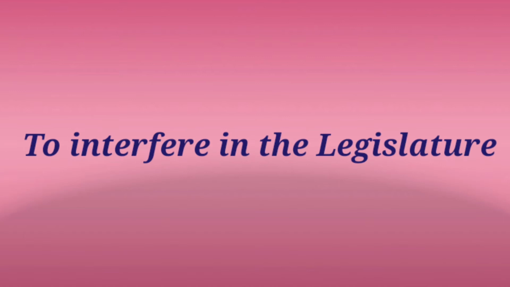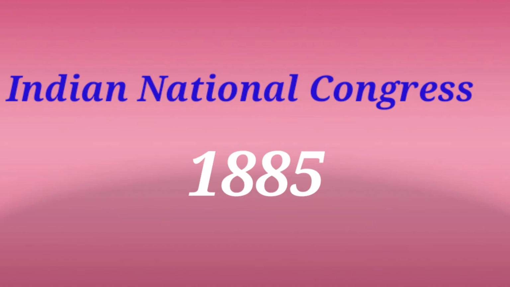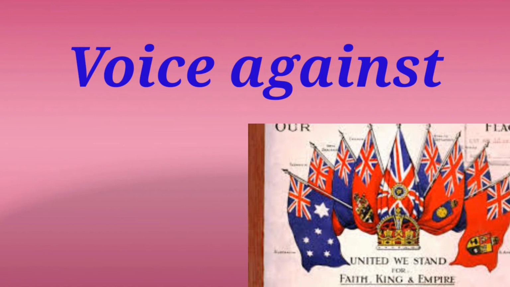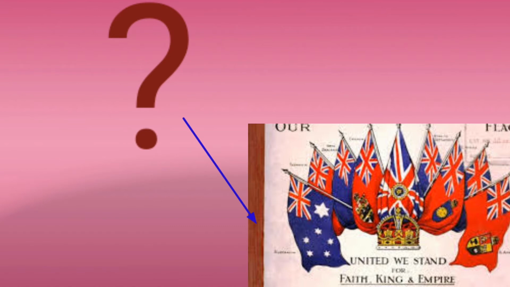In order to get complete freedom, Indian leaders decided to interfere in the legislature. For that, they demanded to be elected to the legislature. As a result, the Indian National Congress, a political party, was started in the year 1885, and slowly we started to enter the legislature in order to voice against the injustice of the British. We were able to raise our questions and give our opinion even on the budgets. This happened in the earlier stage.